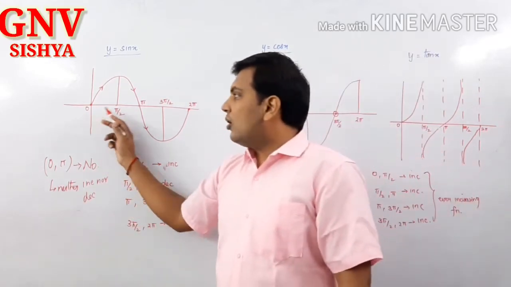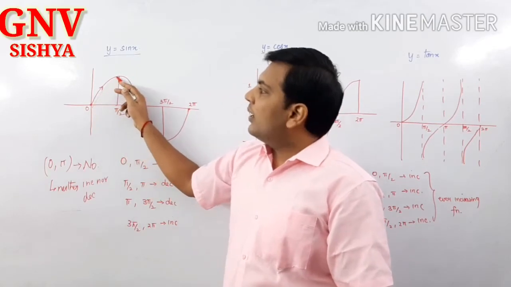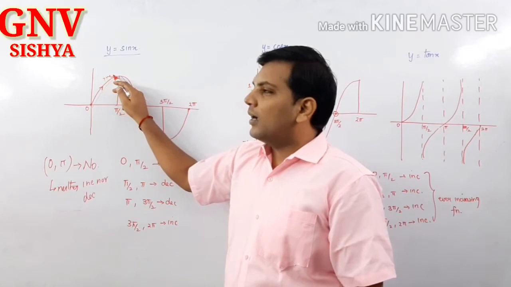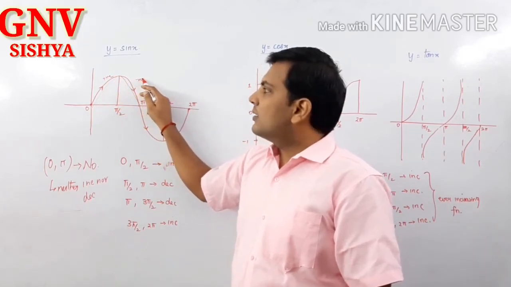Now look, from 0 to pi, the function is going up and then coming down. So it has both positive and negative. Up means let me consider it as positive, right? Down means let me consider it as negative.